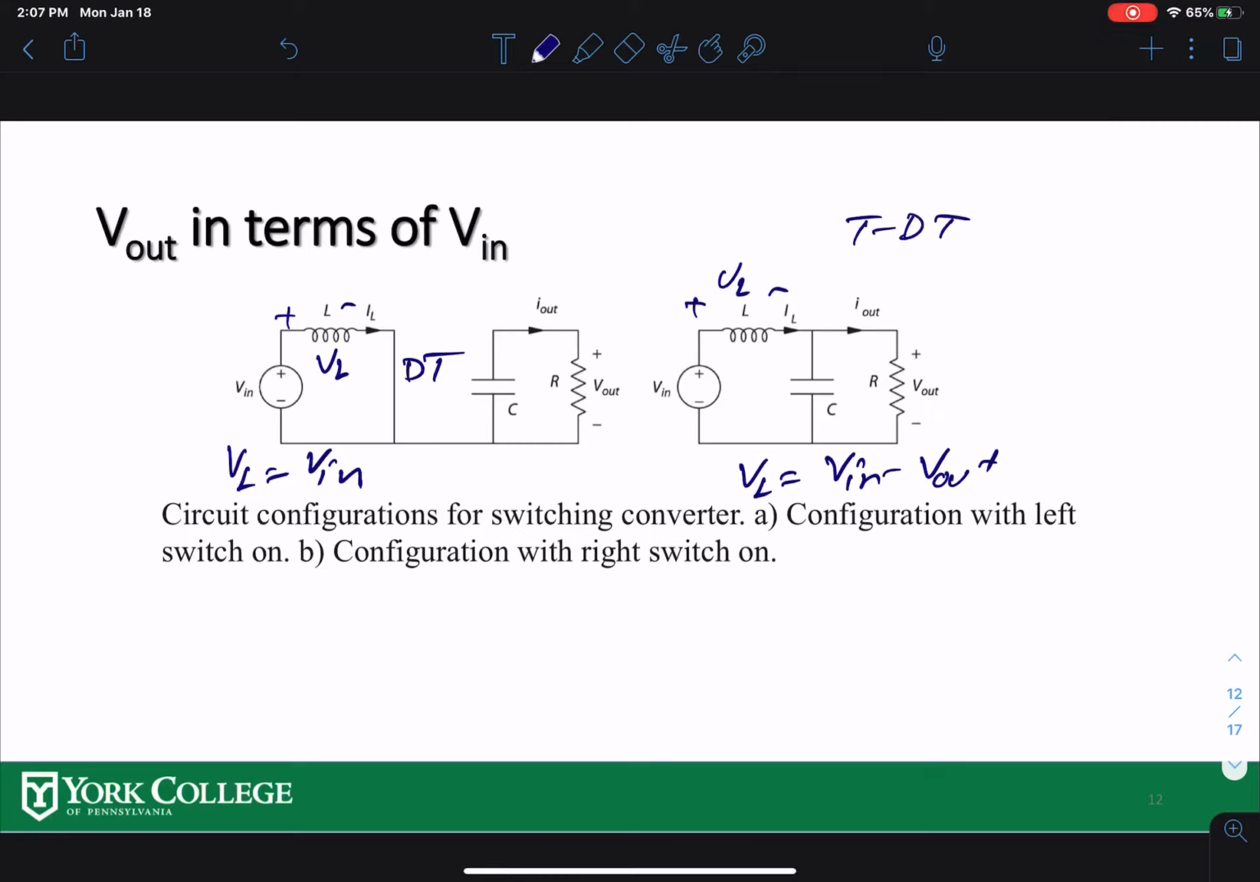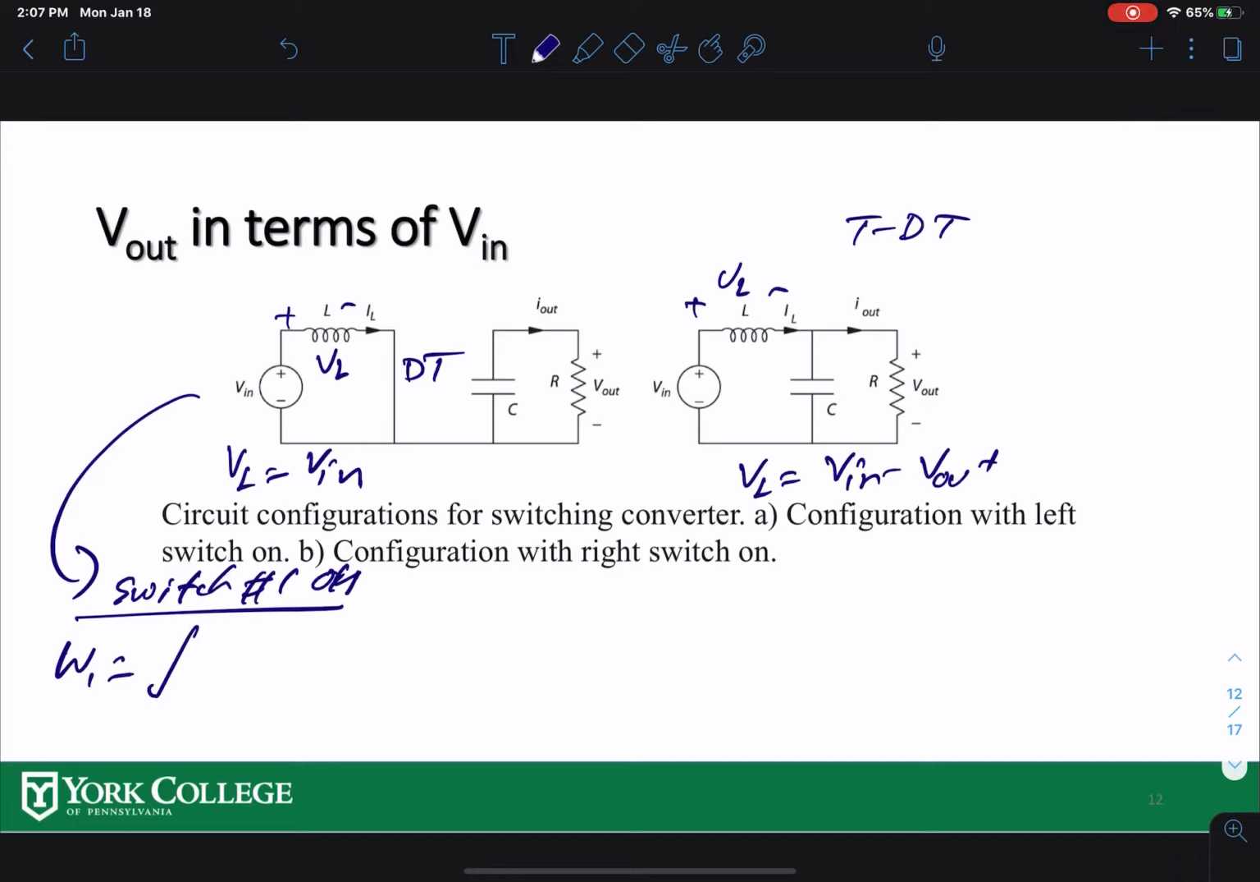Now if I go for the case where switch one is on, W1 is from 0 to DT. It's not T over 2 or any definite time; D could be anything. So 0 to DT of VL IL dt. Replacing VL, which is V in, I get V in IL, and my integration limit is 0 to DT.